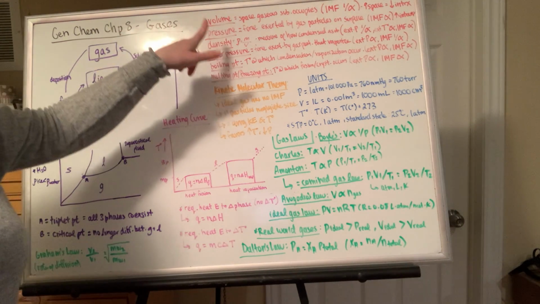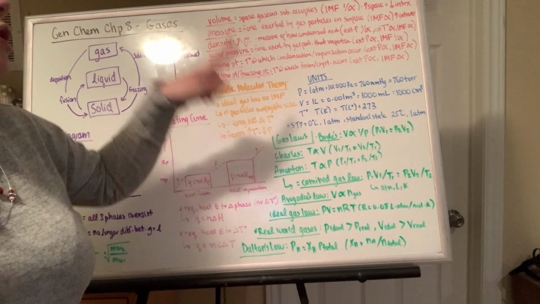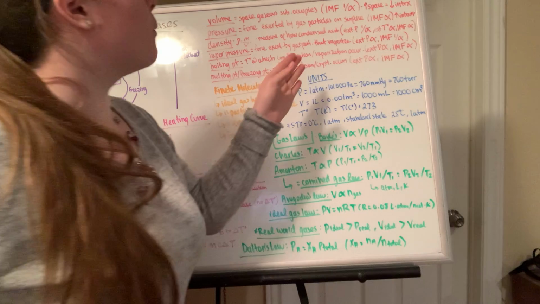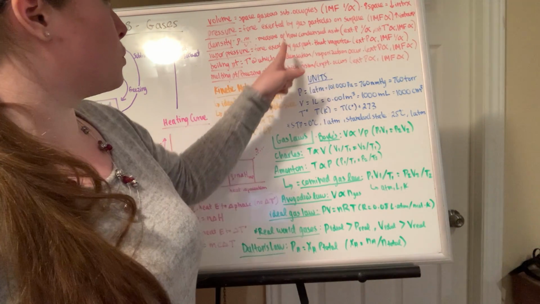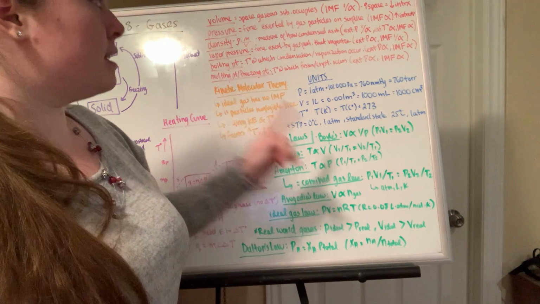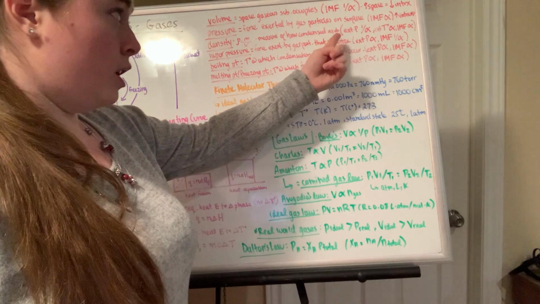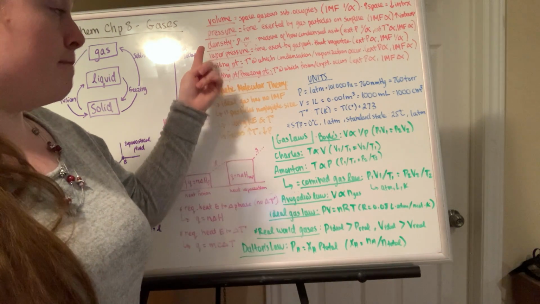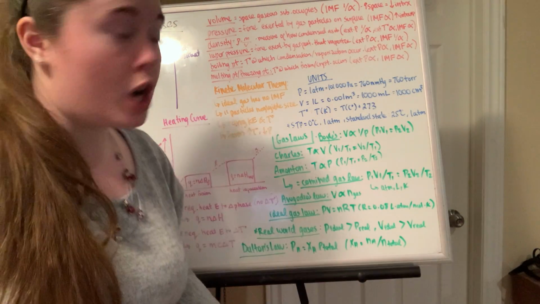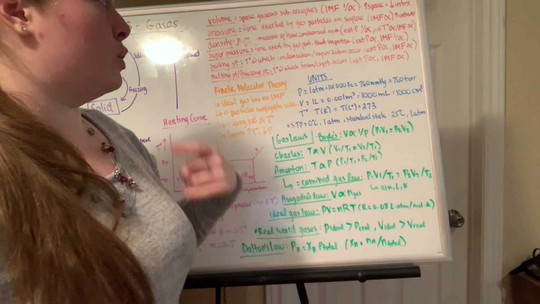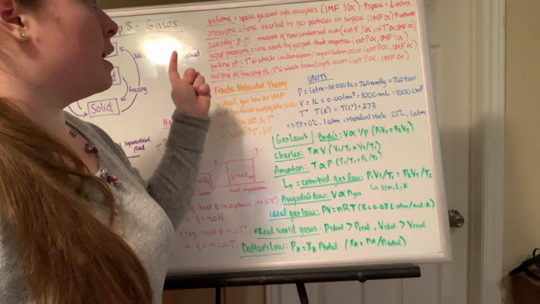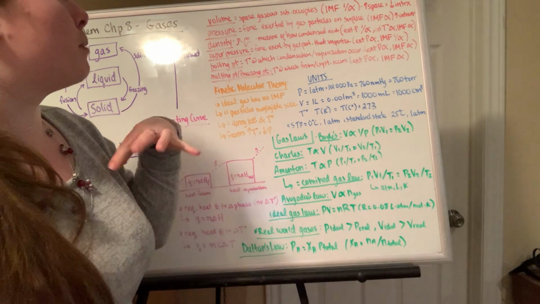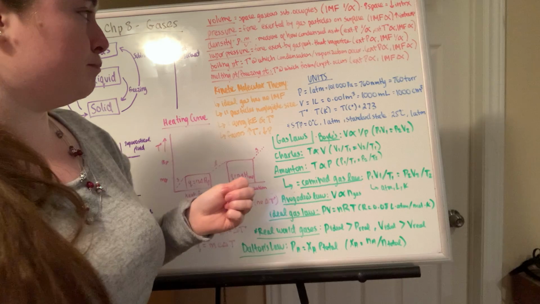So density, mass over volume, is the measure of how condensed a substance is. So that means that the external pressure will be indirectly proportional to density. The external temperature will be directly proportional to density, which means also that the intermolecular forces are going to be proportional to density.